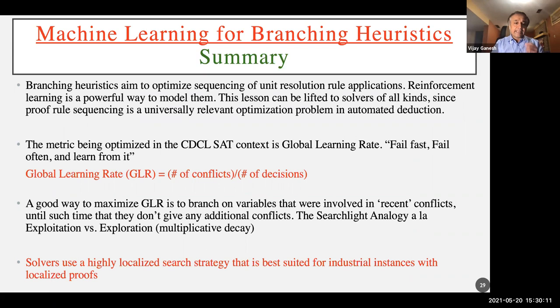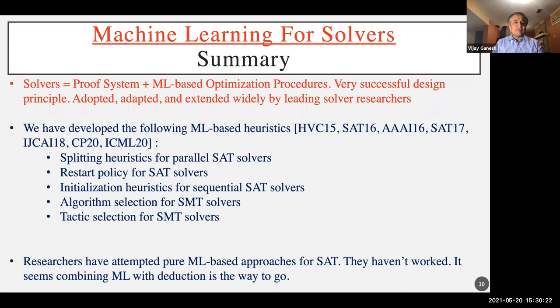This kind of approach is a highly localized strategy that's very well suited for industrial instances. And since then, we have developed a variety of other machine learning based heuristics, like splitting heuristics for parallel SAT solvers, restart policies for SAT solvers, initialization heuristics, algorithm selection, tactic selection, and on and on. It is like a mini industry now of applying machine learning to SAT and SMT solvers, and also first order and higher order theorem provers.